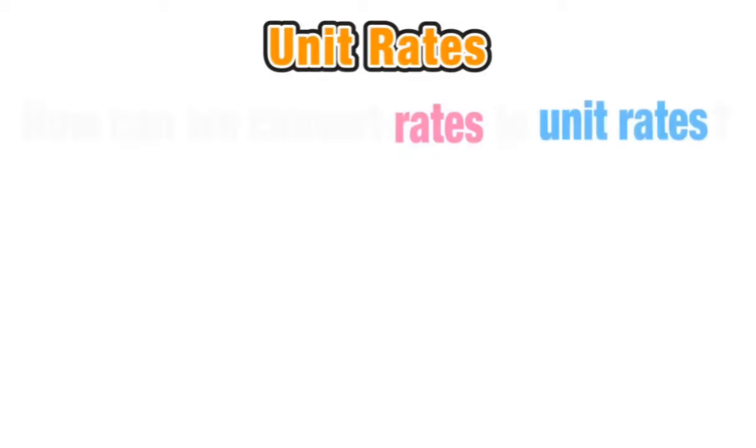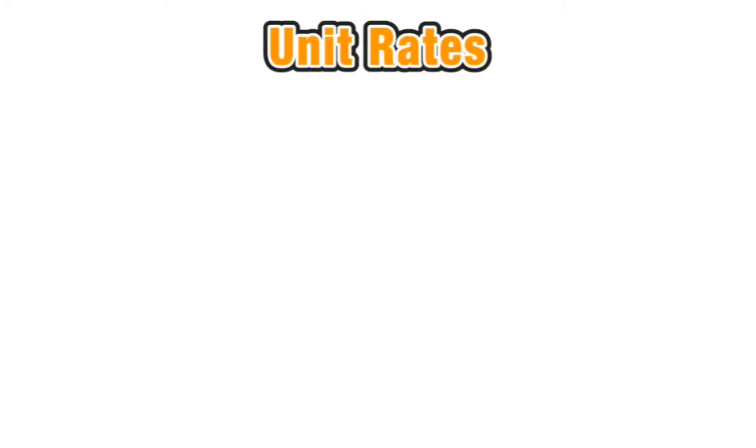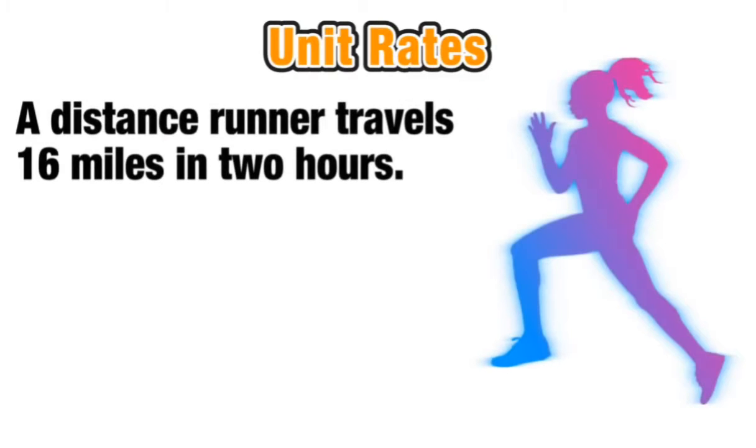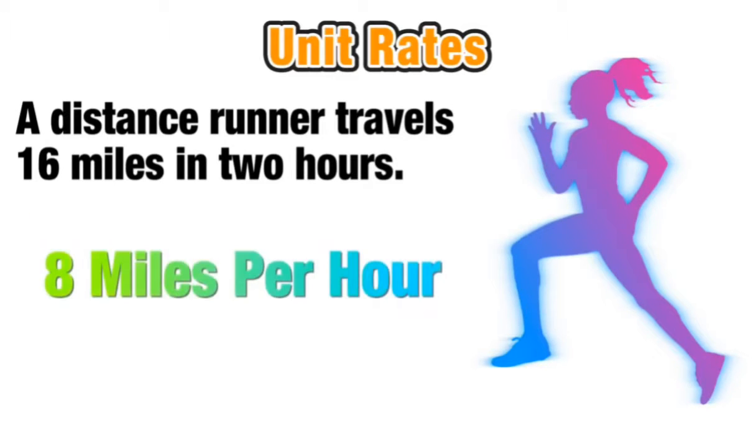Now let's learn about how to convert rates to uniform rate. For example, a distance runner travels 16 miles in 2 hours. When we convert this to unit rates, we are going to have 8 miles per hour. We will look at this one after the other.